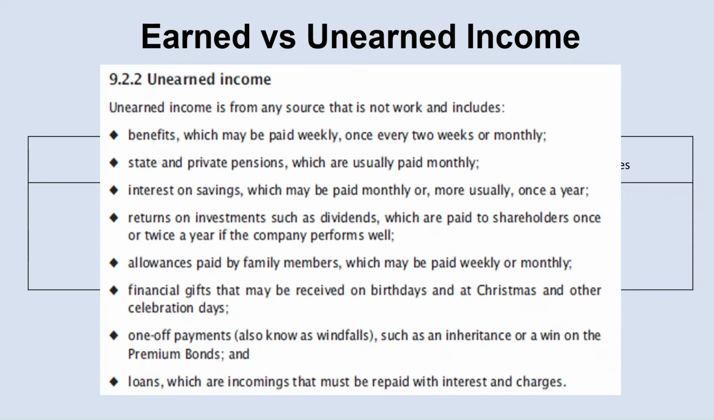Now, there's a number of different sources of unearned income. It might be benefits which are paid from the government, which may be paid weekly, once every few weeks, or monthly. State and private pensions, of course, these are when we retire, and they're usually paid monthly. Interest on savings accounts, which may be paid monthly or more usually once a year. This is money we earn based upon what interest we get from our savings.